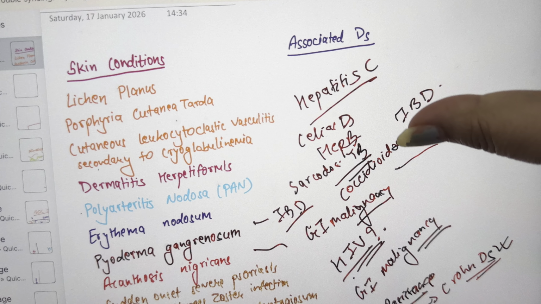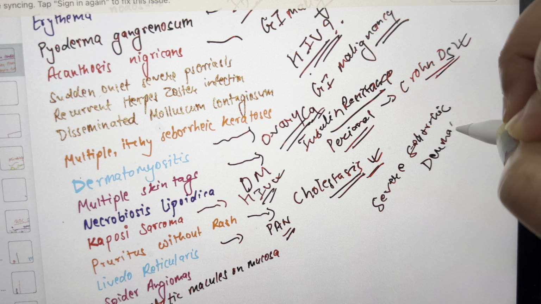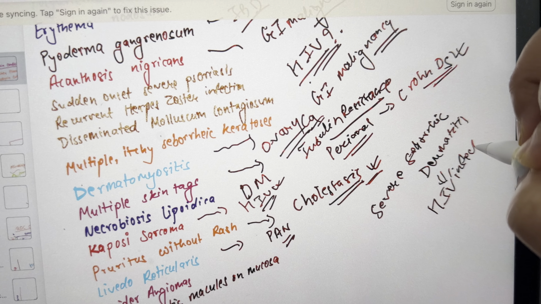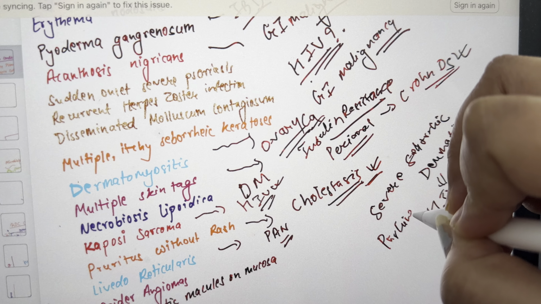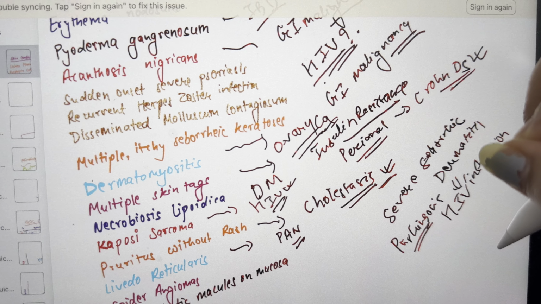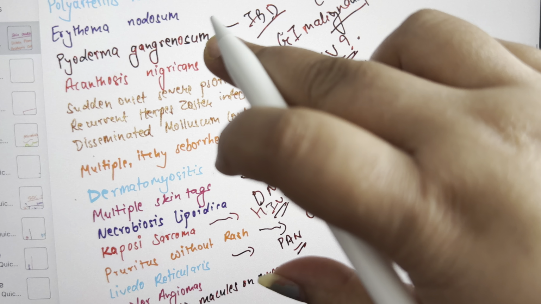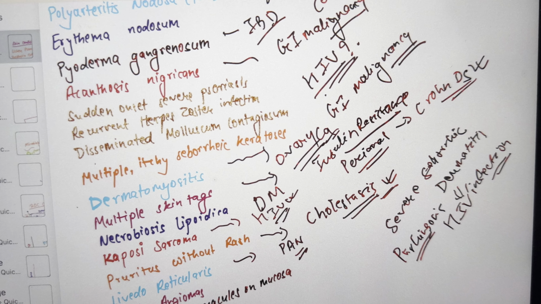There are still a few more. If there is severe seborrheic dermatitis, I have not mentioned that, then that is also associated with HIV infection. And the other one, you might find a little weird, but that is Parkinson's disease. In Parkinson's disease, it is also very important. And did I mention pyoderma gangrenosum? Yes, it is for inflammatory bowel diseases. I think I'm mostly done.